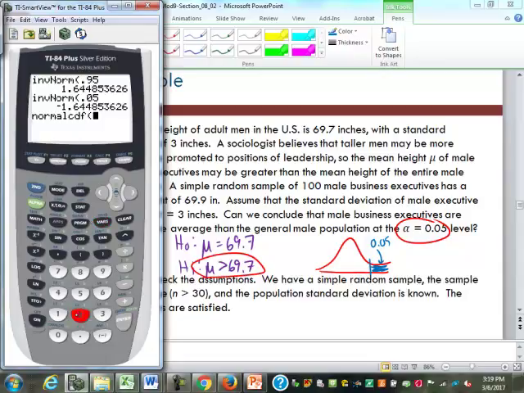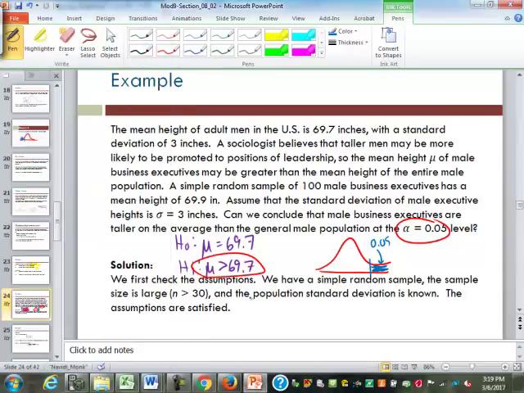Normal CDF is 2nd distribution. We're going to go from 69.9 to positive infinity. I'm just going to use the six nines as the positive infinity. I know your textbook uses 1E99. With a mean of 69.7 and a standard deviation of 3 divided by the square root, because remember we're taking a sample here, of the sample size, 100. Let's get a probability: 0.25. Well, that is not less than alpha, so we would fail to reject here. The sample here does not give a mean height large enough to say that it's significantly different than the population mean.